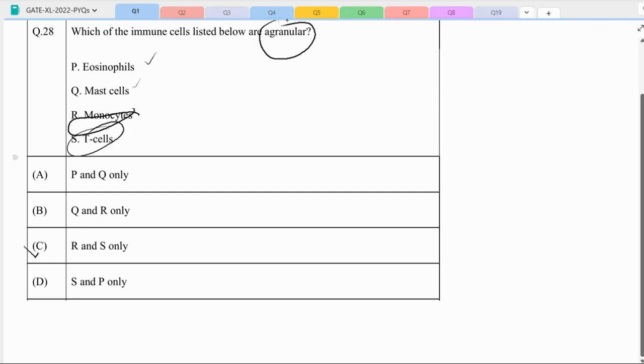So the answer is going to be option C, which is monocytes and T cells. So that's a pretty simple question. So moving on to the next question.